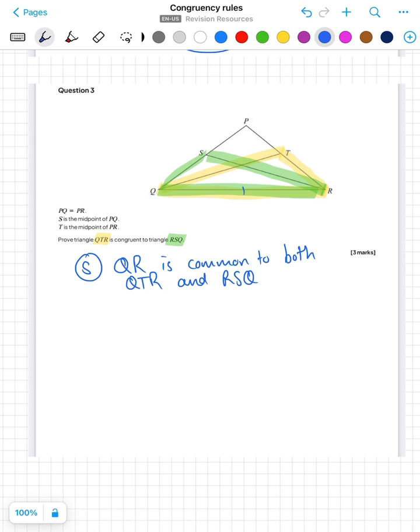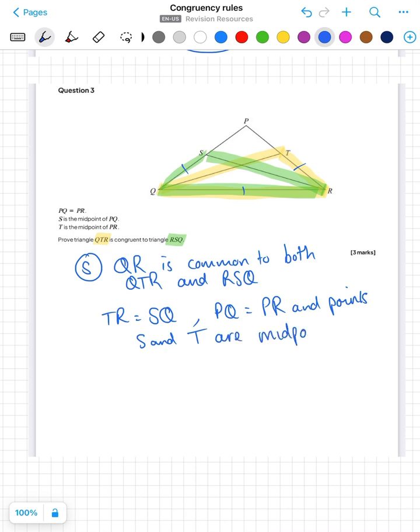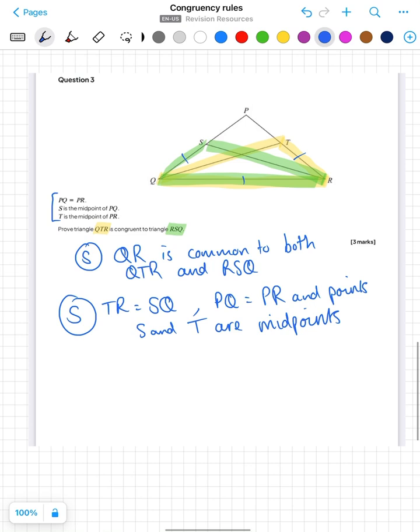Next, what we can prove is TR being equal to SQ. Why? Well, if PQ is equal to PR and points S and T are the midpoints, they must be the same length, therefore side. So all we've done there really is just reworded what they've told us in the question. So we've got a side. Now we could prove that QT and SR are both equal and use the side.